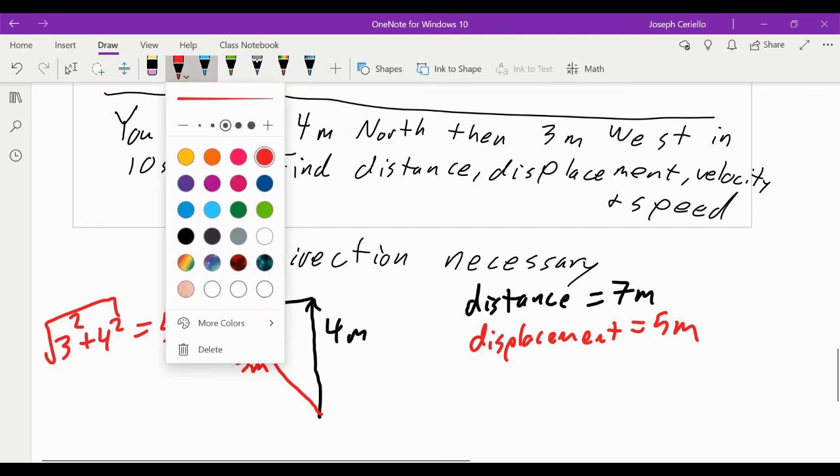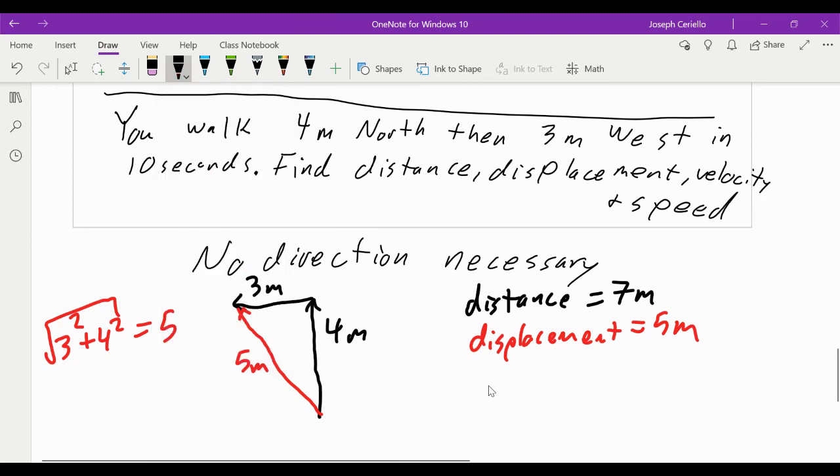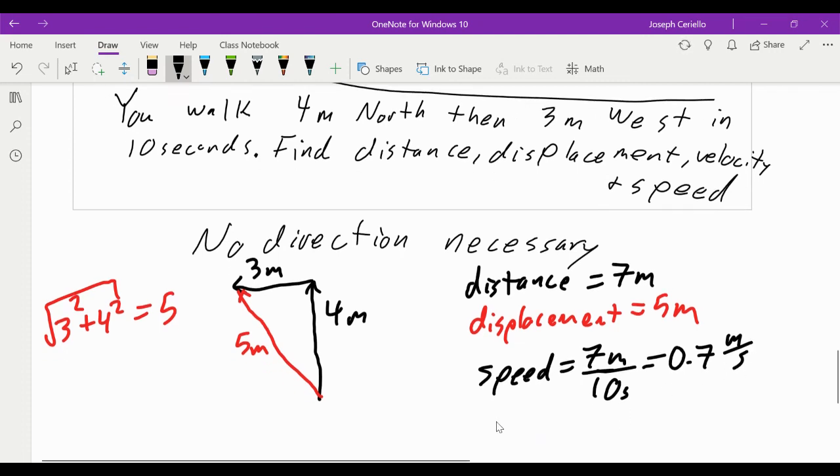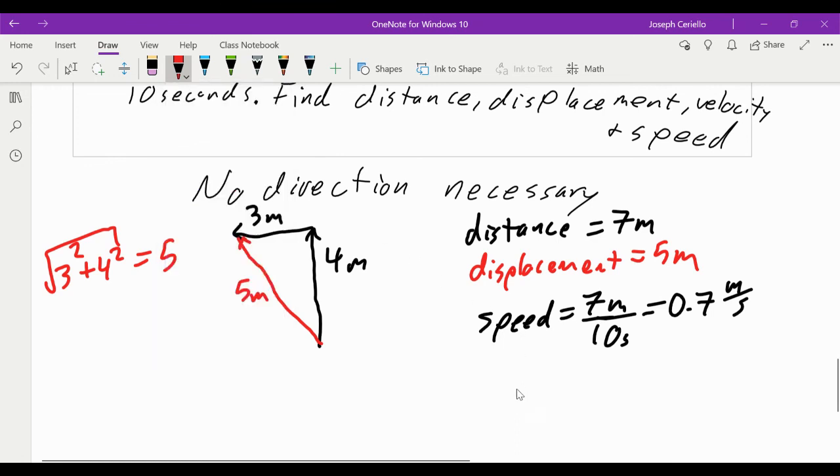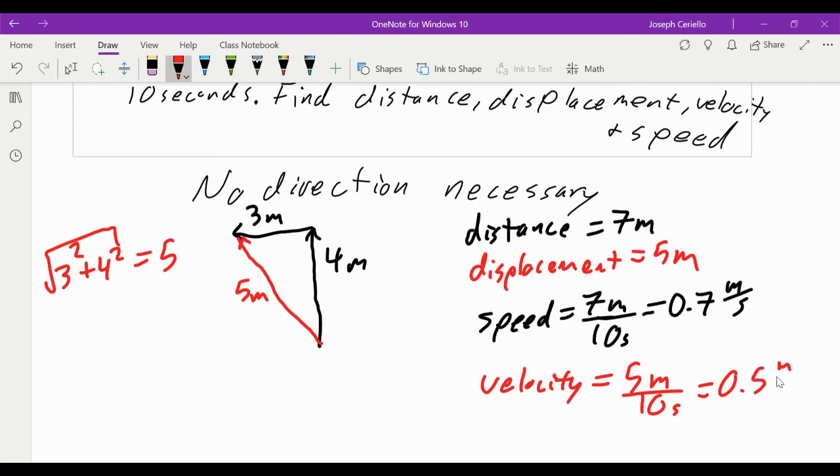Now to get our speed. Speed is going to be distance over time. So speed equals 7 meters over 10 seconds, 0.7 meters per second. Velocity is going to be displacement over time, 5 meters over 10 seconds, 0.5 meters per second.